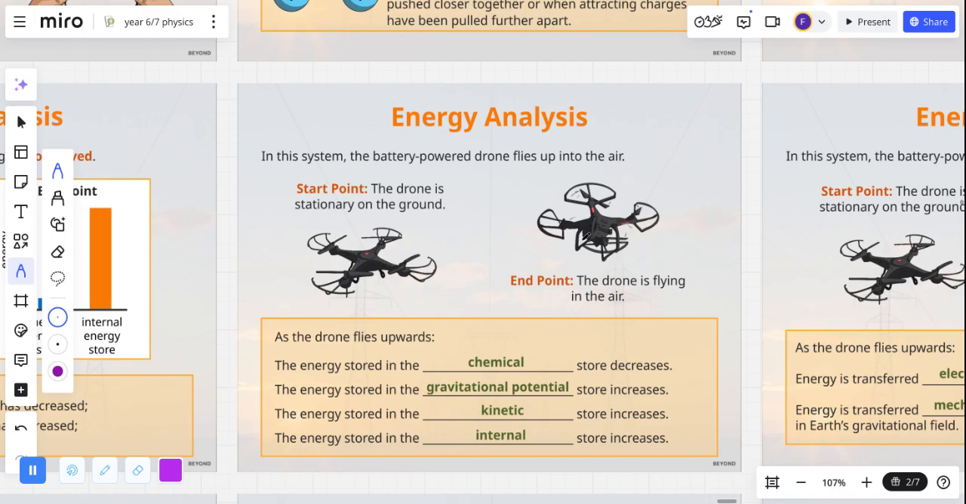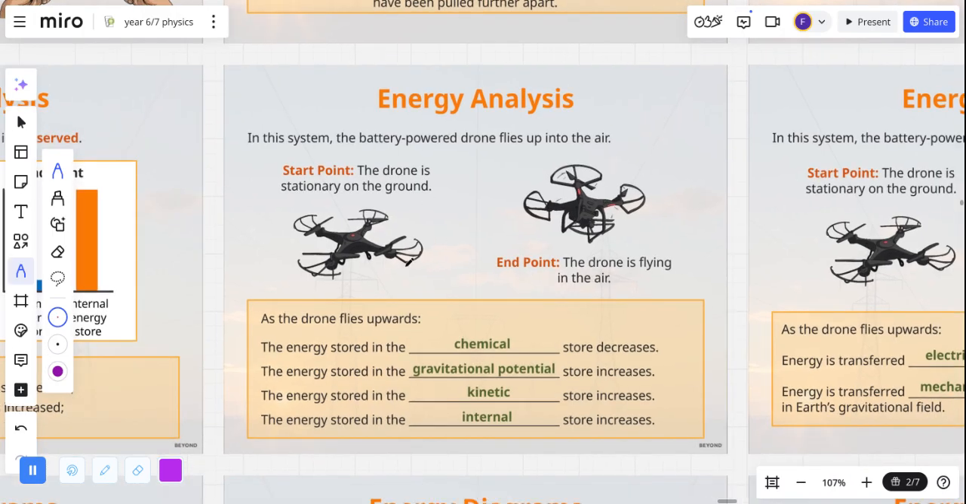This is a quadcopter. It uses batteries. So as you fly, the chemical store decreases. You cannot say the energy in the battery decreases. We want to hear those keywords. The chemical store decreases. The gravitational potential store goes up because the drone is flying upwards. As it goes up, its kinetic energy will decrease, it will slow down, and it will heat up. All right? Okay.